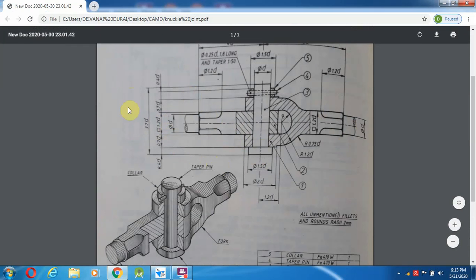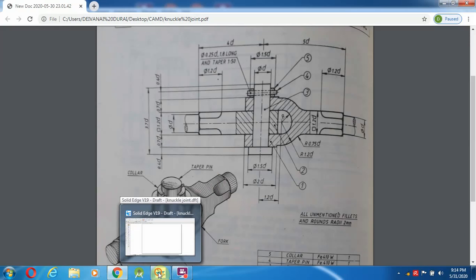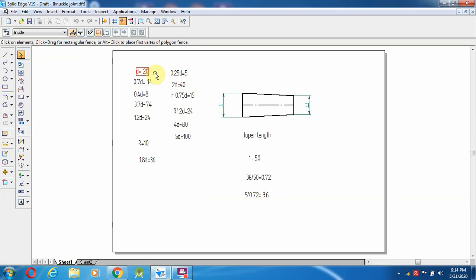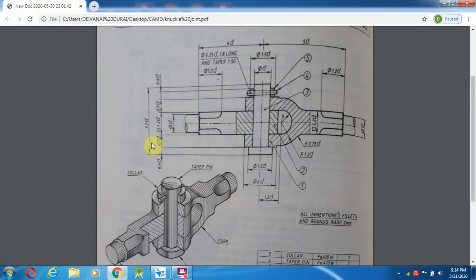So these are all the values we have to remember, and also when drawing the knuckle joint, these values have to be applied over here. In this one, I'm going to do it with a 20 mm diameter. For the 20 mm diameter, I have converted the values as per the formulas given.